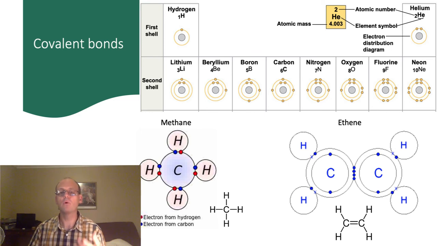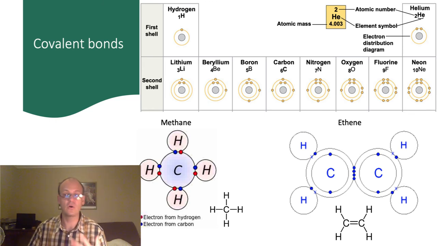In some compounds, more than 1 pair of electrons can be shared. In ethene, the carbon atoms share 2 pairs of electrons each. One of them contributes 2 single electrons, so collectively they share 2 pairs. This is called a double bond. Triple bonds with 6 shared electrons, or 3 pairs of electrons, are also possible.